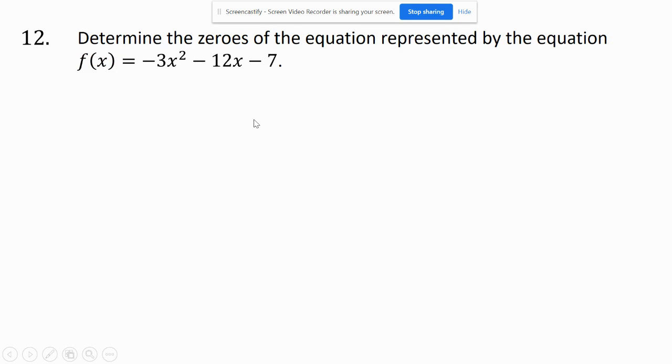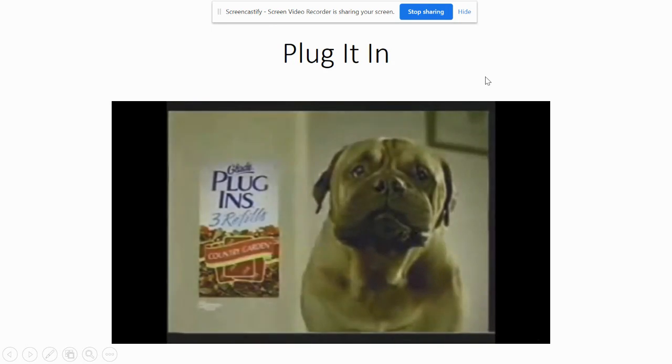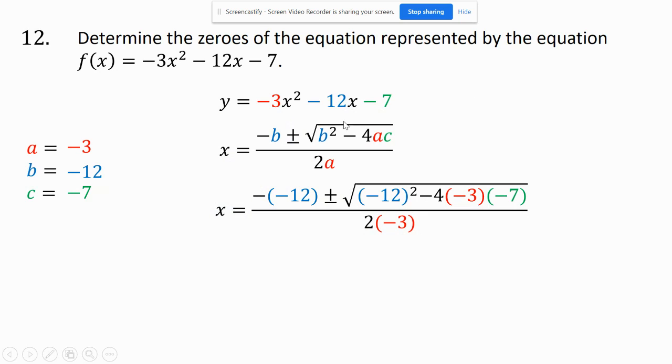Now, let's do another one. Determine the zeros is just solving it. So once again, I'm going to use the quadratic formula. A is negative 3, B will be negative 12, and C will be negative 7. So I'm going to come over here and I'm going to plug them in. Notice my B is a negative 12, where the B values go. A is negative 3, and the C is the negative 7.